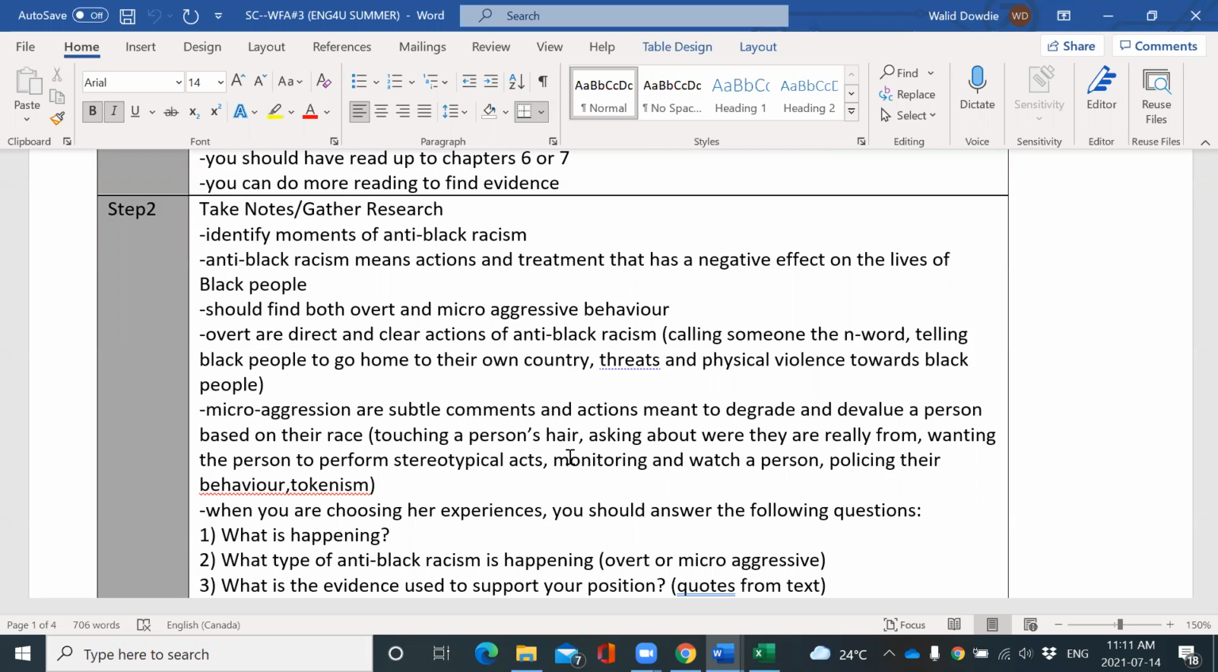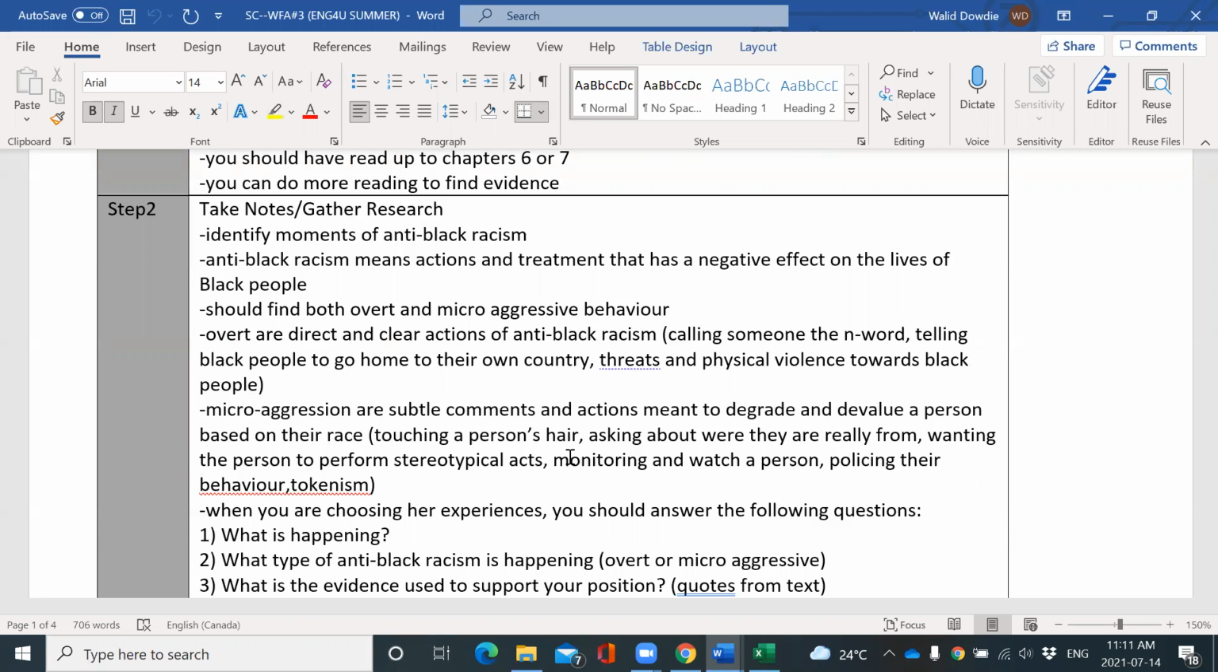So overt are direct and clear actions of anti-Black racism, right? So calling someone the N-word, telling Black people to go home to their country, threats and physical violence towards Black people. Those are overt. They're straightforward, they're clear, the intent is clear, and it can be violent.